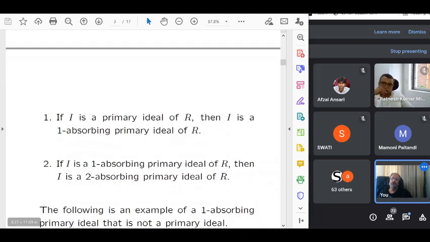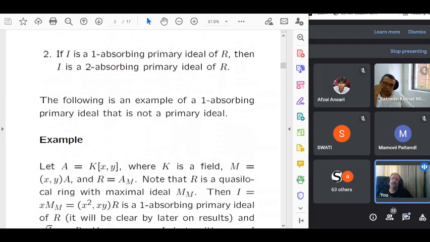By the way, two absorbing primary, since I mentioned it again, I will tell you the definition. A two absorbing primary ideal means this: whenever you have abc in I, then ab in I, or bc in the radical of I, or ac in the radical of I. Okay, and a, b, c here are selected from R. Remember that in the definition of one absorbing primary, I select my three elements to be non-unit.